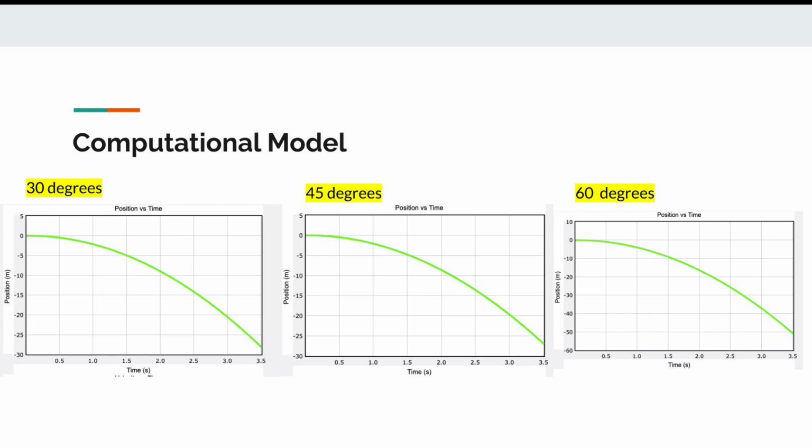Here are the resulting computational models for the degree angles between the ramp and the ground of 30 degrees, 45 degrees, and 60 degrees respectively. As you can see, all these graphs are the same. The axes on this graph represent position versus time, meaning that the motion of the marker sliding down the ramp is the same regardless of the angle between the ramp and the ground.